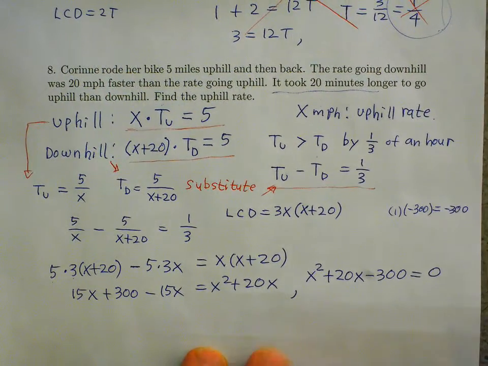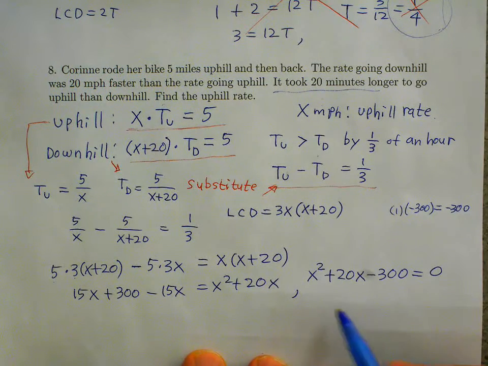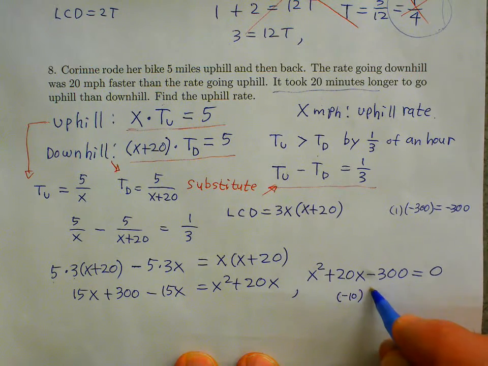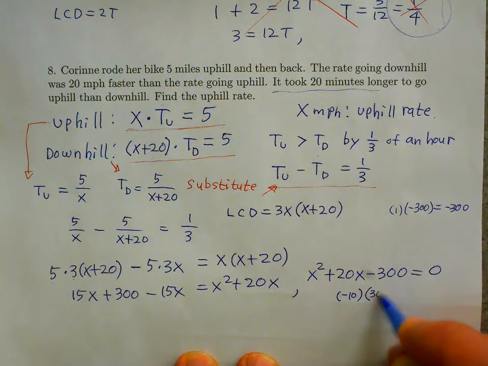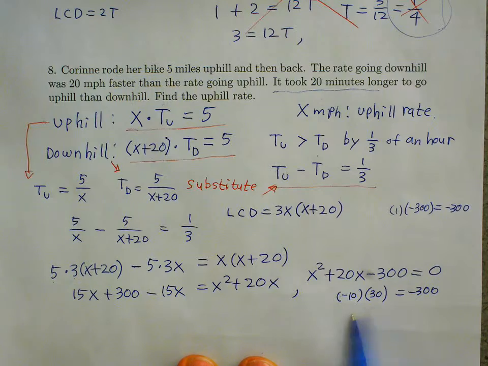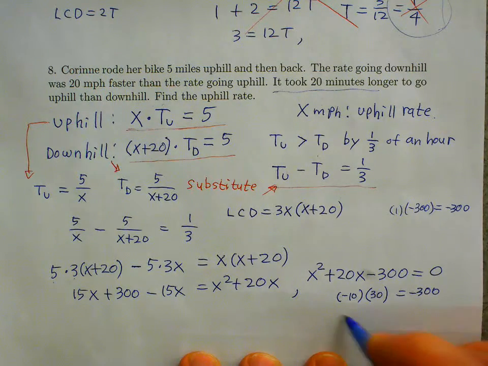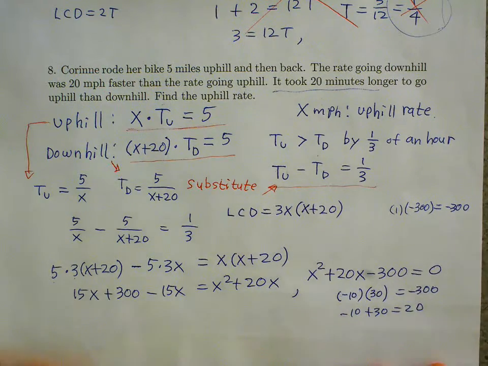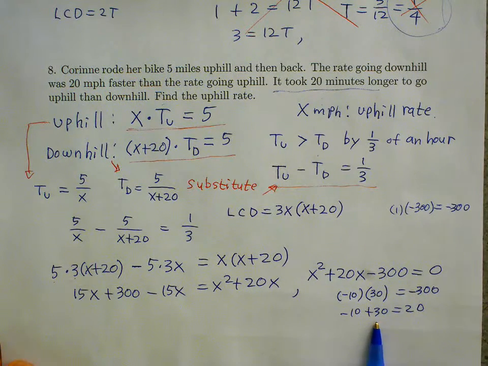So we don't have to list every single factor. We can just use multiples of 10. So for example, negative 10 times positive 30 equals negative 300. And our first pick, negative 10 plus 30, is 20. So we found the two integers right off the bat.